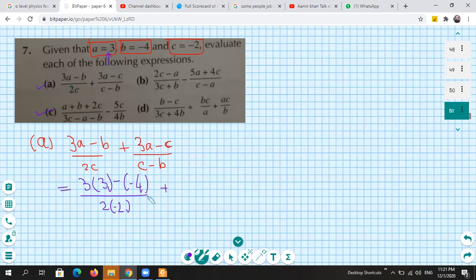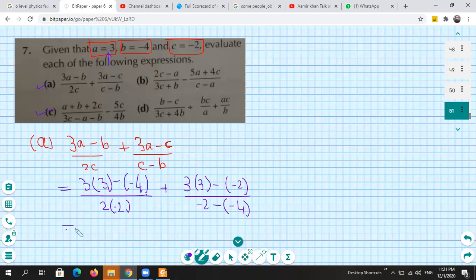Then plus sign and 3A. Again 3 into A. A is 3. Minus C is what? -2. Over C minus B. So C is -2 minus B is -4. So basically, I have inserted the values of A, B, and C in this expression.